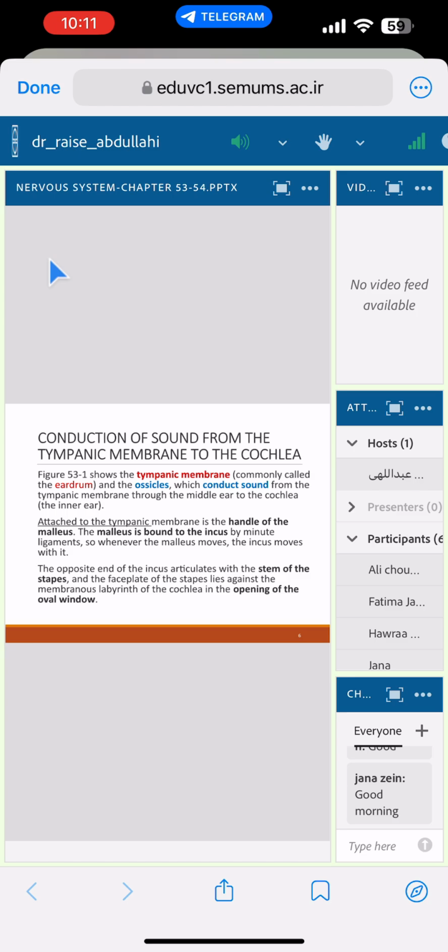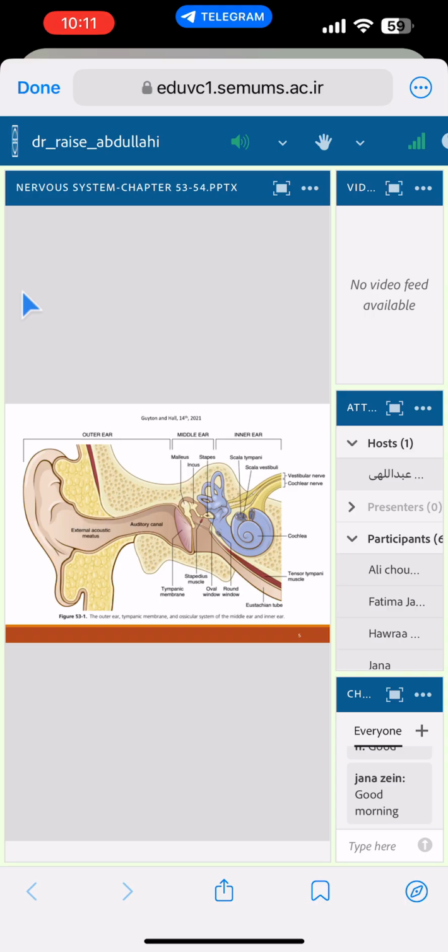Attached to the tympanic membrane is the handle of the malleus. The malleus is bound to the incus by minute ligaments. So whenever the malleus moves, the incus moves with it. The opposite end of the incus articulates with the stem of the stapes, and the faceplate of the stapes lies against the membranous labyrinth of the cochlea in the opening of the oval window.